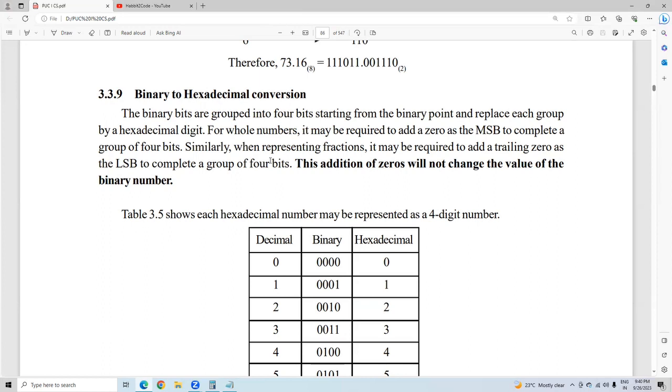See, to complete a group of 4 bits, suppose when I group those numbers I don't get a perfect 4 digits, then you can add 0s to the MSB. Similarly, on the right side after the decimal point, if there are no equal groups of 4 digits, then you can add 0s to the LSB. That doesn't make any change in the binary number, kindly note.